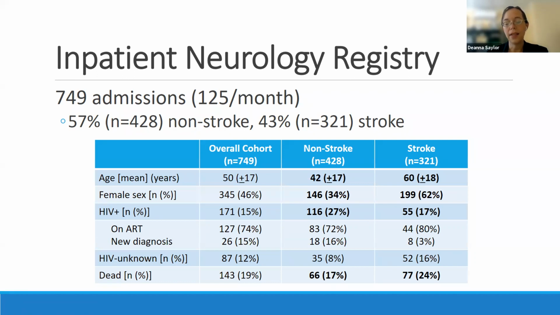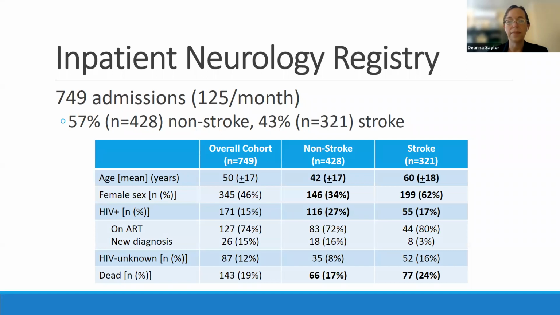And then the other thing that's quite astounding is that our mortality rates are pretty high. So almost a quarter of our stroke patients die in the hospital, and a little under 20% of our non-stroke patients. So I think this really represents several things. One is the severity of illness with which patients present. We often see late presentations, and also the limited treatment and diagnostic modalities that we have to care for these patients as well.